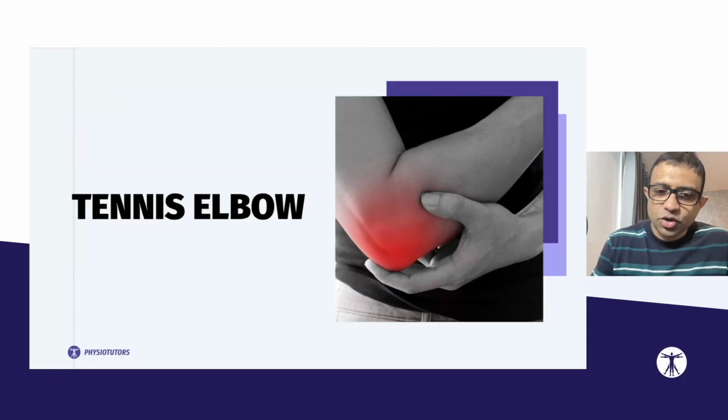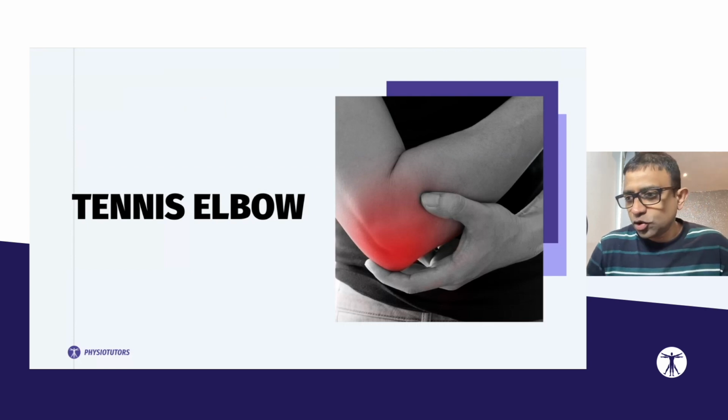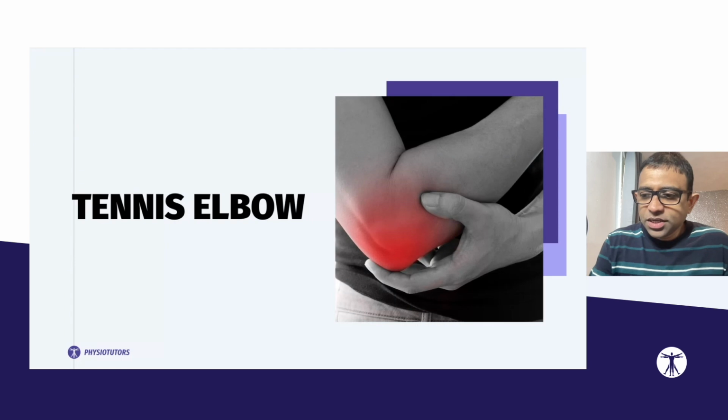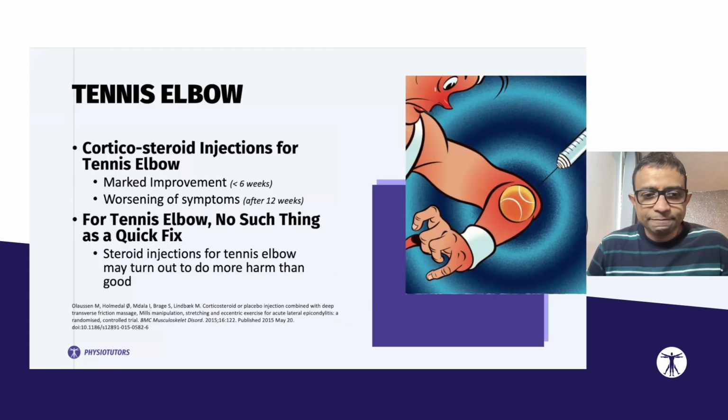The last condition I'm going to go through today is tennis elbow, a very common chronic tendinopathy in the upper limb, much more common than golfer's elbow. And what we know here is for tennis elbow, there's no such thing as a quick fix.